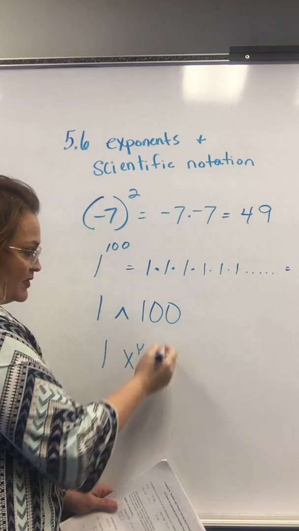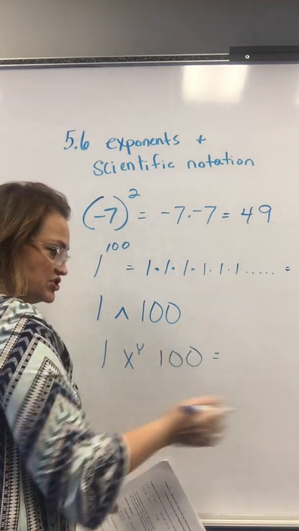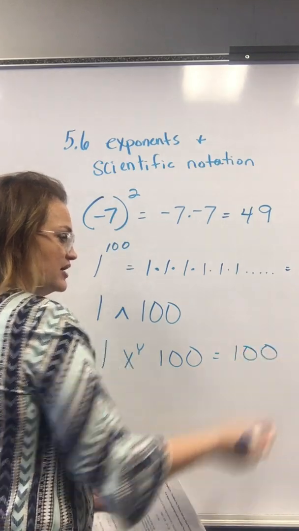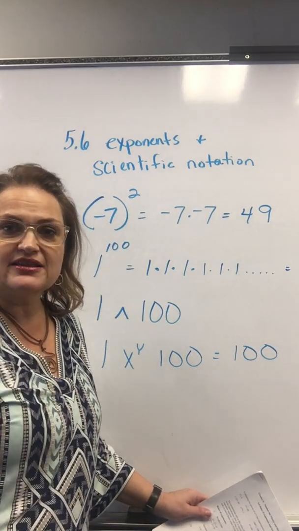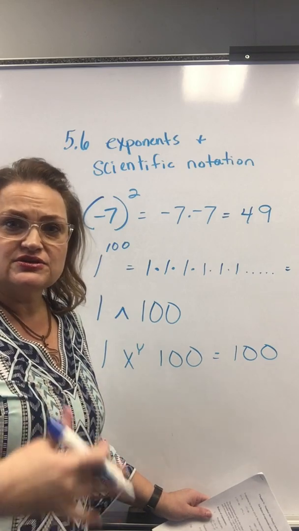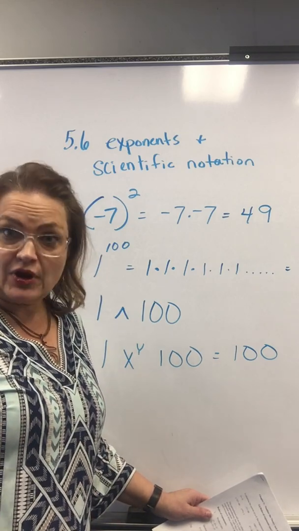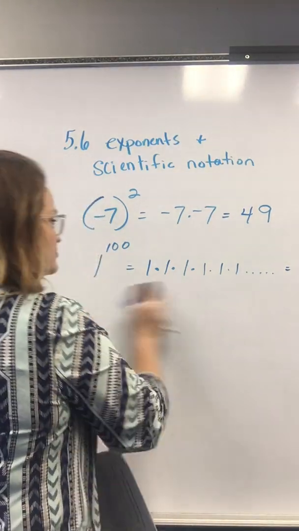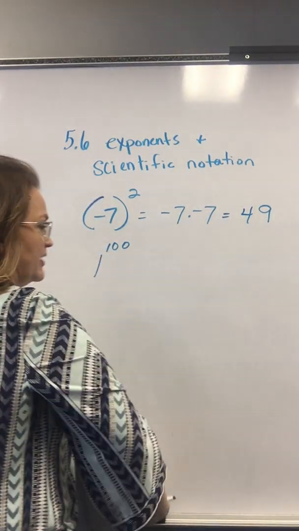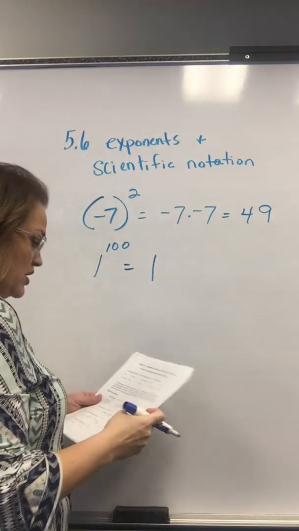So 1 exponent 100. Just check that on your calculator. Get a calculator you're comfortable with and practice using that, and be handy with that. They're all just a little different, so it's good to get one and practice with it. All right, 1 raised to the 100th power, or 1 raised to any power, is always going to be 1.